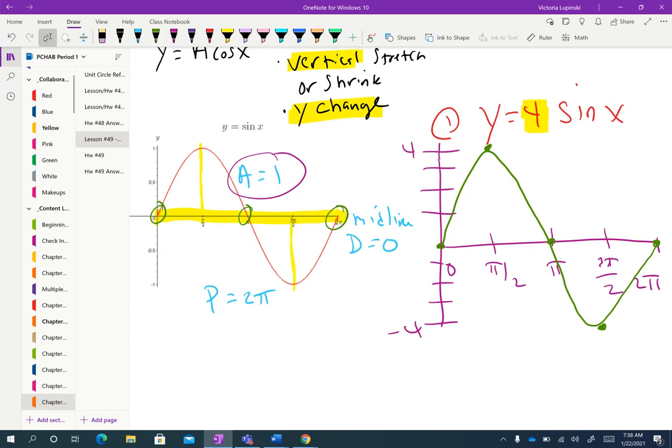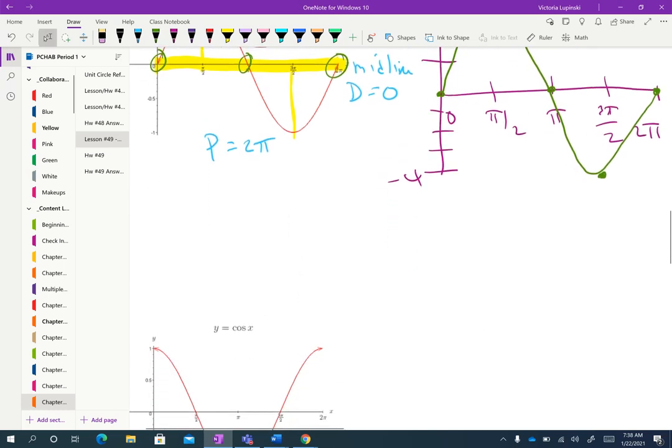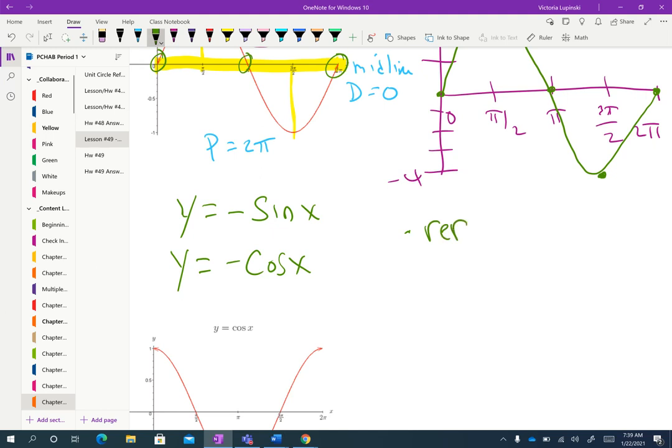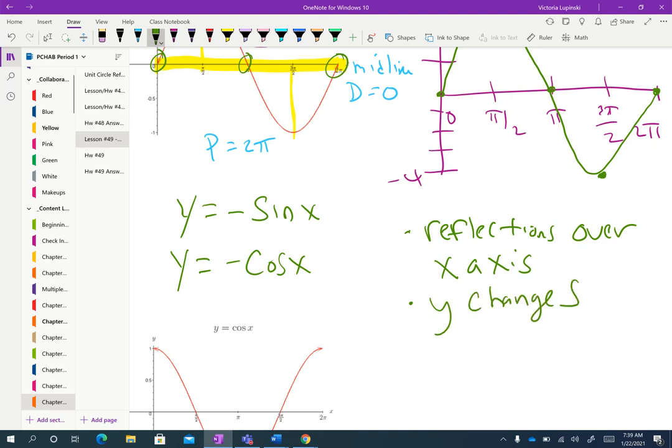Okay, so now that we understand what an amplitude does, let's go ahead and take a look at the next change. So the next change that can happen is you can have y equals the negative sine of x, or you can have y equals negative cosine of x. What these transformations are is they are reflections over the x-axis. Hopefully, again, from your transformation days, you understand that a transformation over the x-axis is, of course, a y change.